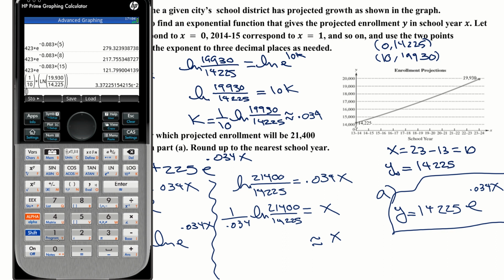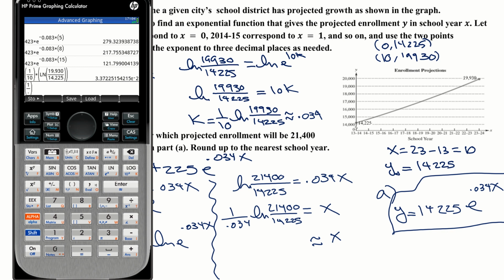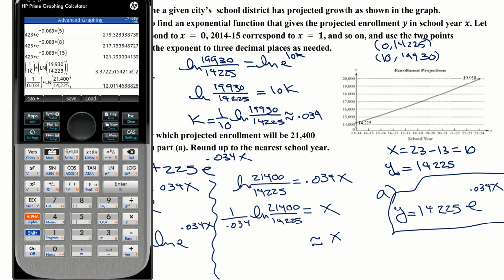So now we have 1 over 0.034 times ln of 21,400. I didn't put in the multiplication symbol. I want to see if it works here. Over 14,225. All right, so yeah, it only has that issue with e to the x. All right, so approximately 12 years, rounding to the nearest school year, so it'll be 12.